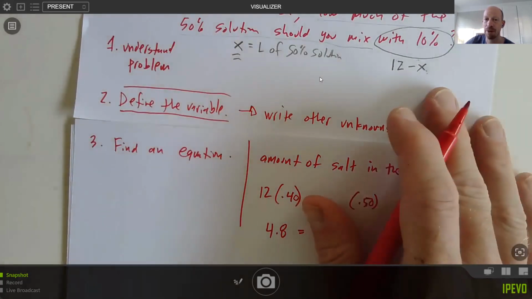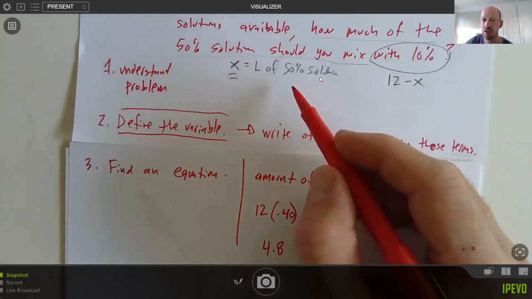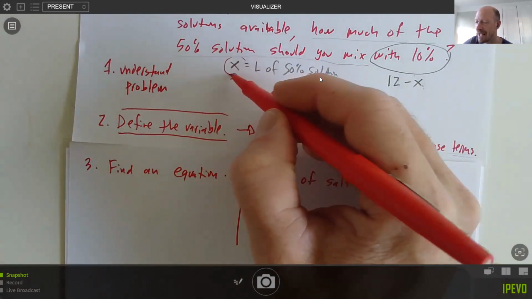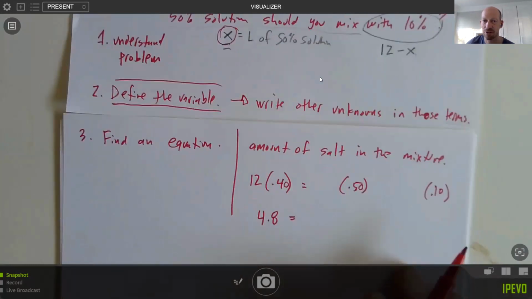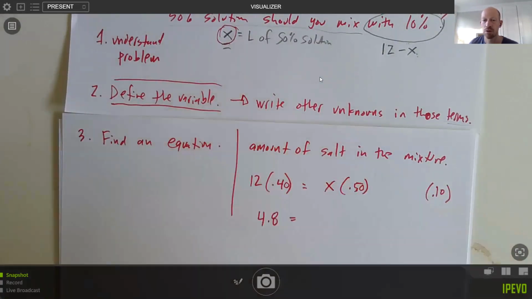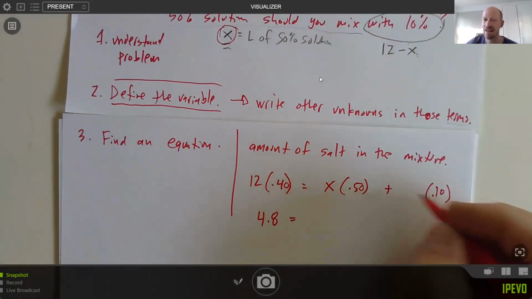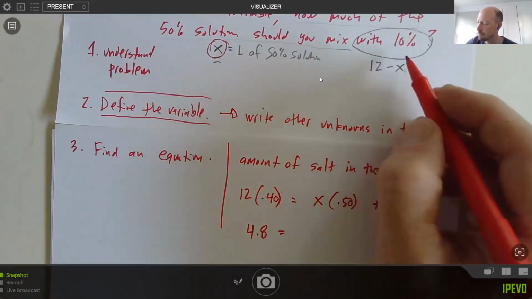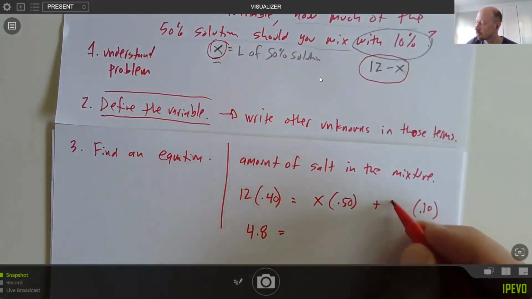So remember, going back here, the amount of 50% solution, I don't know exactly the number, but I have an expression for it. I have a variable for it. It's X. So X times 0.50, that's going to give me the amount of salt from that solution, right? If it's 10 liters, 10 times 0.5 would be 5 liters. And that's how much salt would be in that mixture. And then I need to add to that the amount of the 10% solution. And I have an expression for that too. That's 12 minus X.